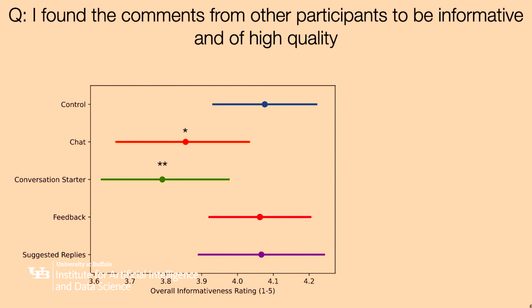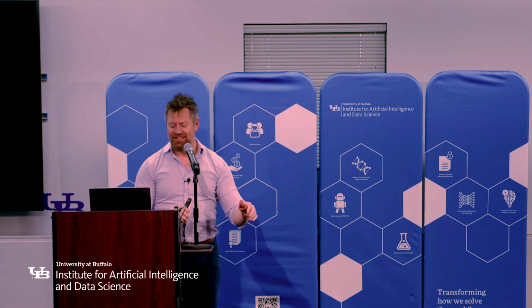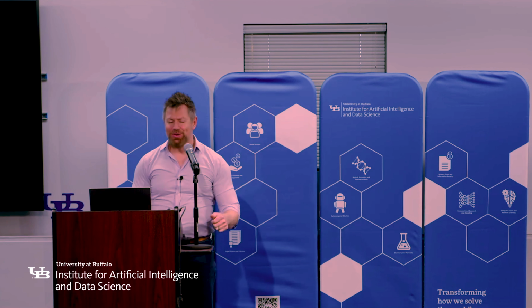And in fact, we see it's got worse. So remember, people rated that chat one is that this made it easier for me to engage. What did the readers think? This made the conversation worse. The conversation starter, people wrote more. They were able to be easier to engage. Also, they wrote worse.